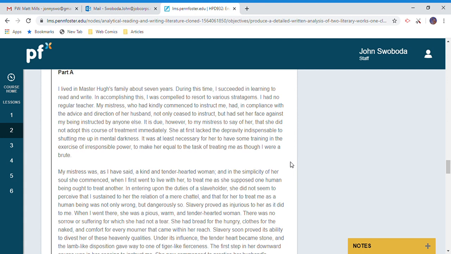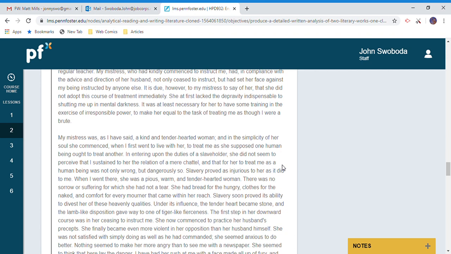My mistress, who had kindly commenced to instruct me, had, in compliance with the advice and direction of her husband, not only ceased to instruct, but had set her face against my being instructed by anyone else. It is due, however, to my mistress to say of her, that she did not adopt this course of treatment immediately. She at first lacked the depravity indispensable to shutting me up in mental darkness. It was at least necessary for her to have some training in the exercise of irresponsible power to make her equal to the task of treating me as though I were a brute.